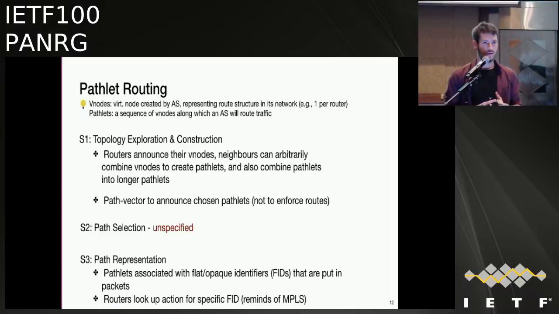For path representation, you can think of MPLS. Pathlets are associated with flat identifiers, and these are put into the packets, and each identifier is then associated with some forwarding state at routers. For example, this can be to push additional pathlets into the packet header.